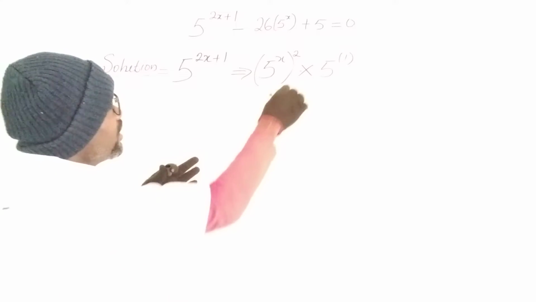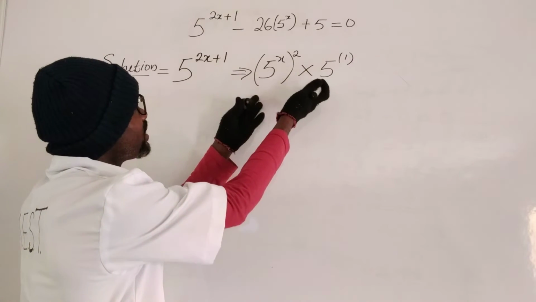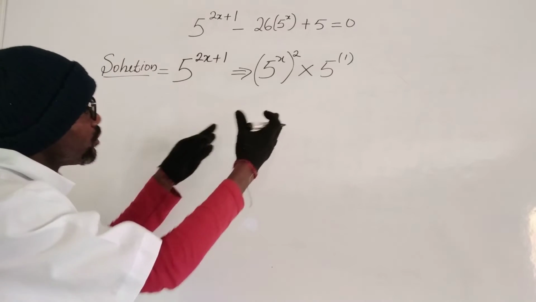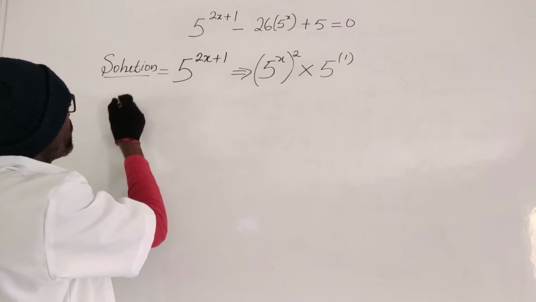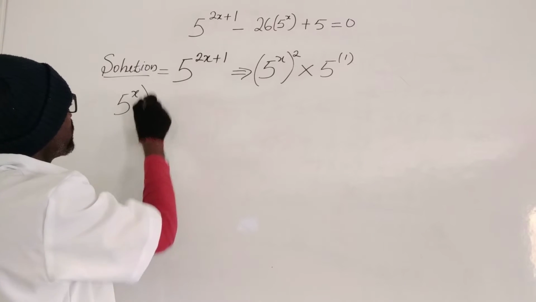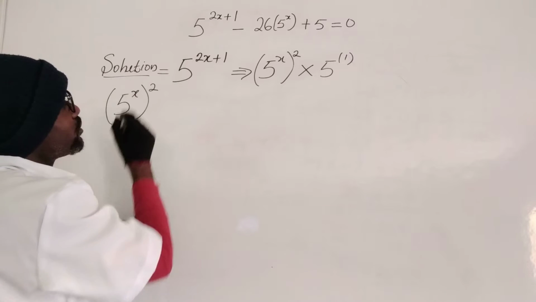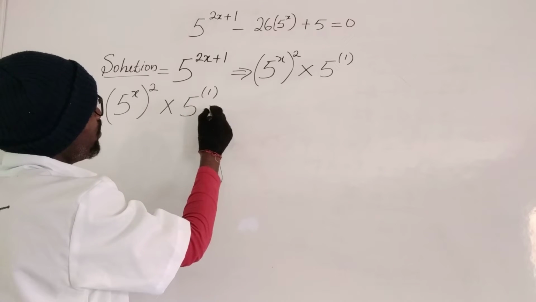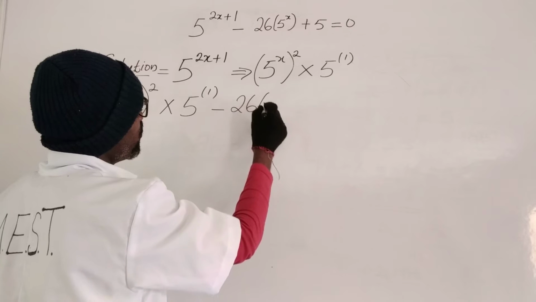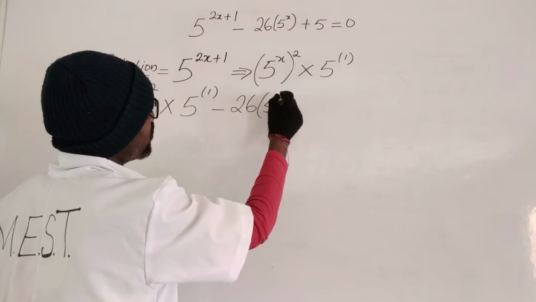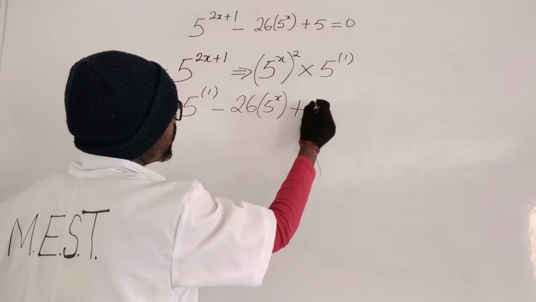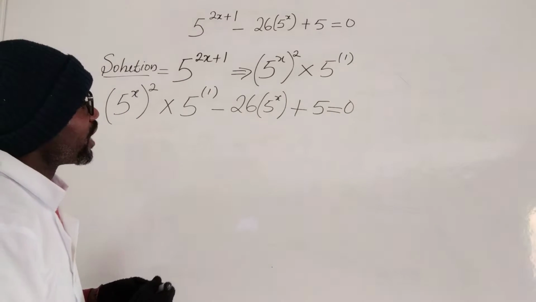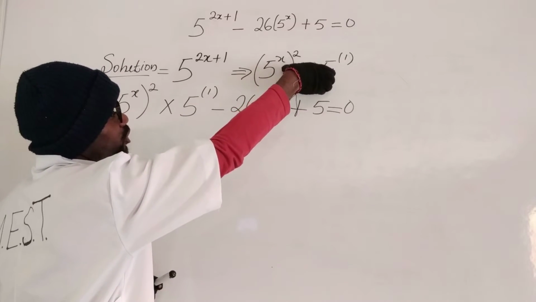Having done this, the next thing we need to do is take this as it is and substitute it into the original equation without wasting time. So we do that this way: 5 exponent x, in parentheses, raised to the power 2, times 5 raised to the power 1, minus 26 times 5 raised to the power x, plus 5, all equal to 0. You can see we have substituted this expression into the original equation.